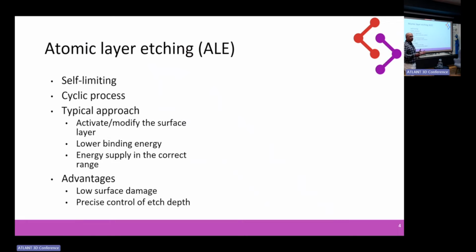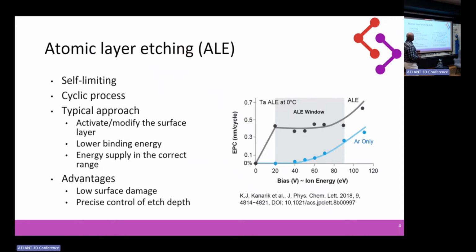It's a slow process, but it's cyclic, and it's a self-limiting process. The approach is that first you need to modify the layers with some etchant gas, and then you need to remove it. After modification, the layer has a lower binding energy from beneath, and then we have an energy supply in the correct range to etch those layers. The advantages of atomic layer etching are low surface damage and precise control of etch depth. So this is the paper published in 2018.